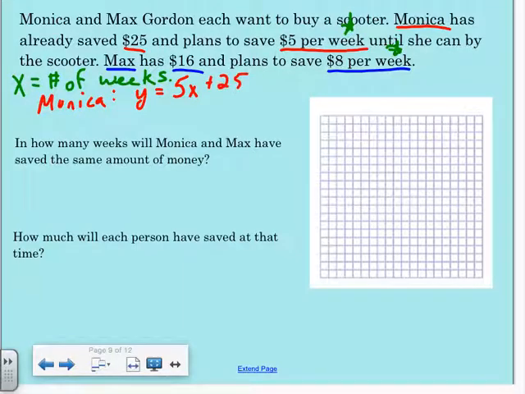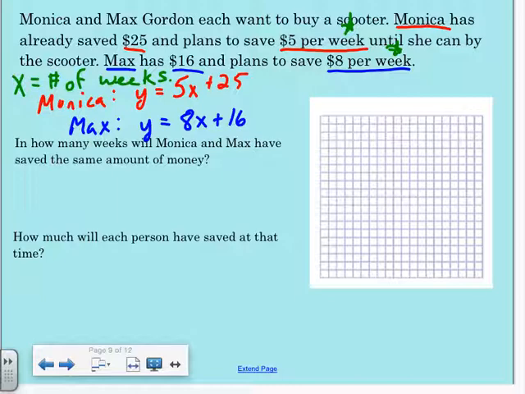Then Max is going to be a little bit different. Max here, he's like me, he spends his money. So he's going to start at 16. But he has the option to save a little bit more, so he's going $8 per week. Your y-intercept is always what you start with, and then how you're going to change.